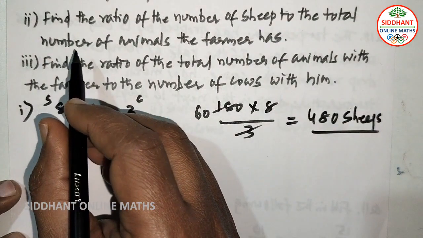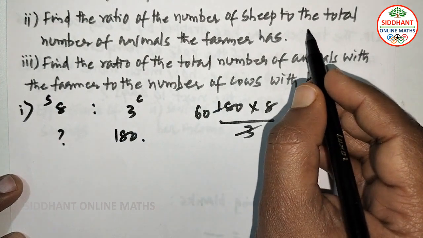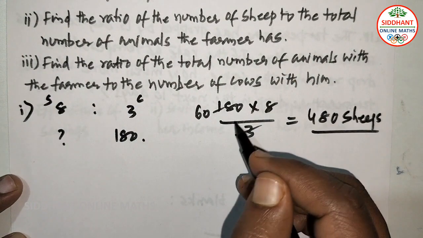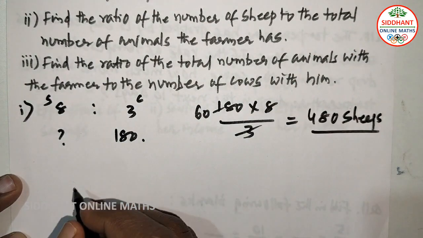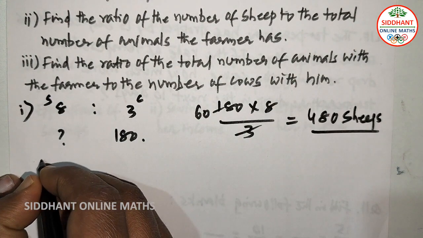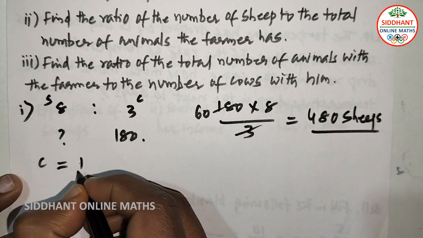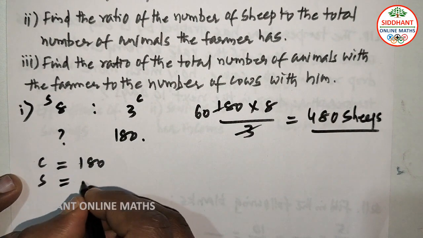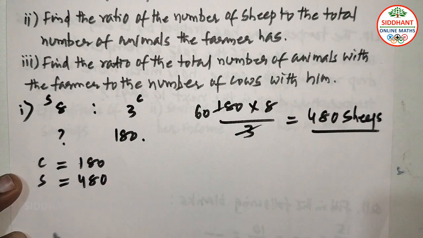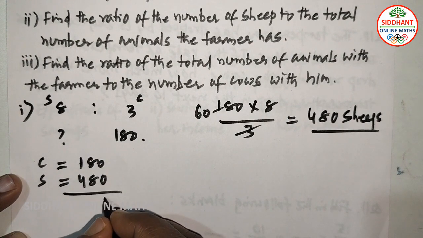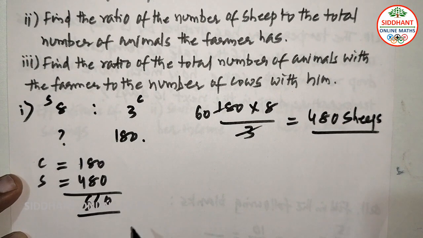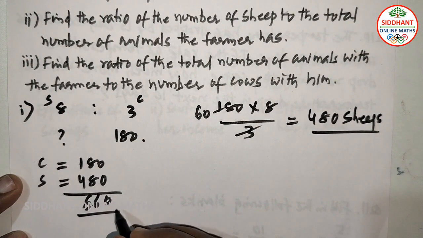Next is asking, find the ratio of number of sheep to the total number of animals the farmer has. So cows we are going to see 180. Sheep we are going to see 480. Then total will be 660 animals the farmer is having.